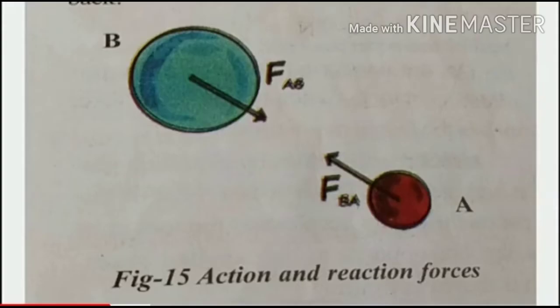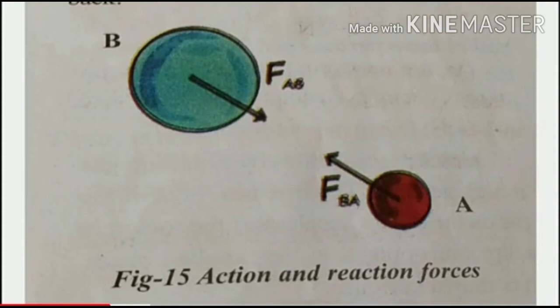Let us see one more example here. I am giving two different objects, children, and these two are interacting with each other. That means both apply force on each other. FAB shows the force applied by object B on A, and FBA shows the force exerted by body A on B. These two will always be equal in magnitude.